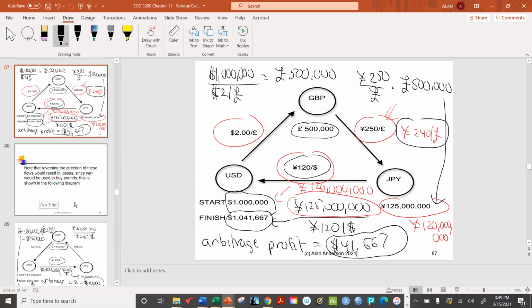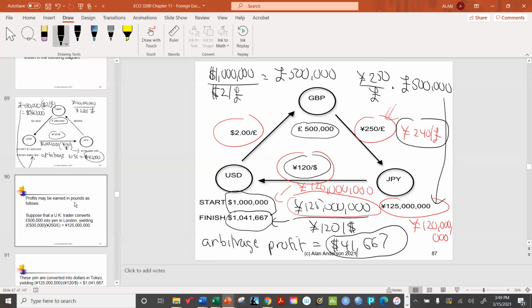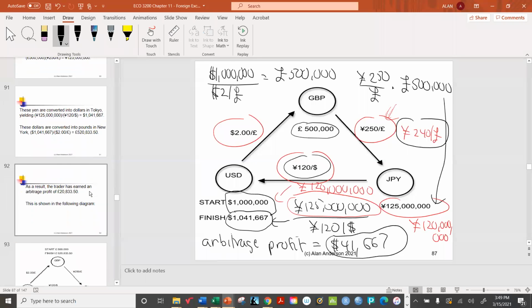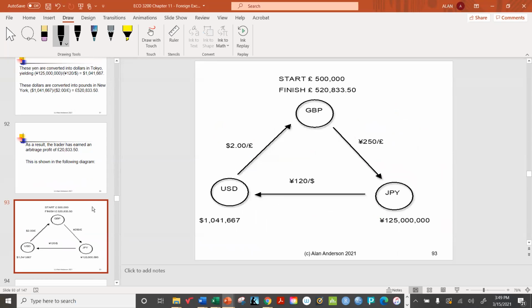All right, well, that was pretty complicated. Don't worry, we'll get plenty of practice with these. Now, I do want to point out, though, that it wasn't necessary to start with dollars to make money here. Let me just quickly show you the other two scenarios where we started with pounds and we started with yen. So anybody in these three countries can make money. It's not just Americans.